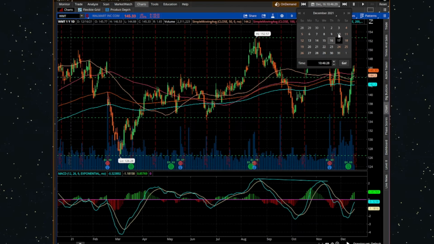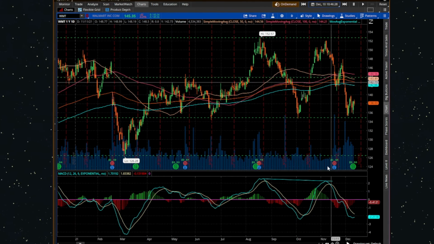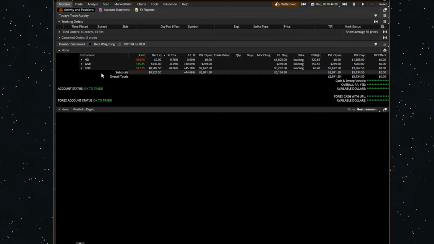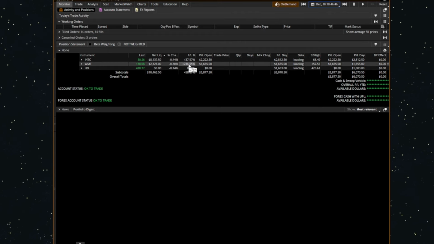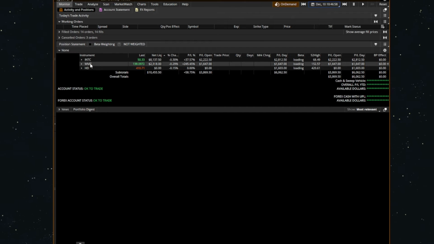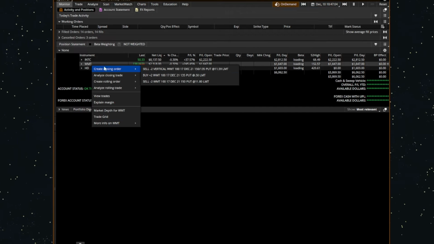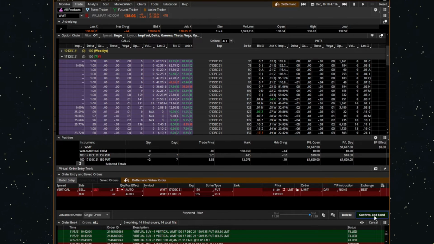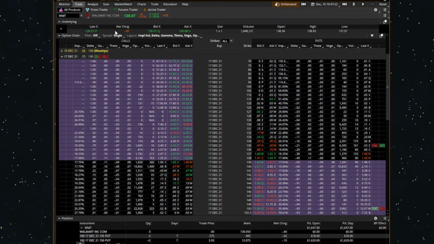So let's go to that date. So here we are on December 10th, and we can see that the MACD is starting to lose momentum. Let's go to our monitor tab, and the position is up 246.45%. Based on those gains and what's happening with the chart, this is when I would close out of my position. So I'm going to sell them, and I'm going to lock in gains.